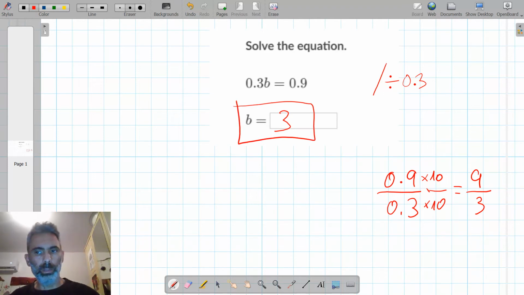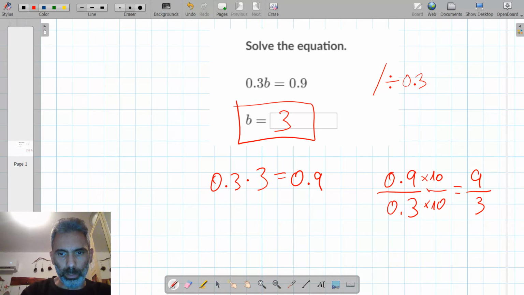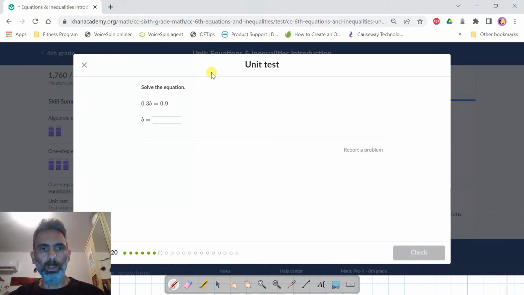So b equals 3. And we can verify this if we multiply 0.3 times 3, we should get 0.9. So 3 times 3 is 9, and we shift the decimal point one place to the left, so we get 0.9. So this is the correct answer. B equals 3.